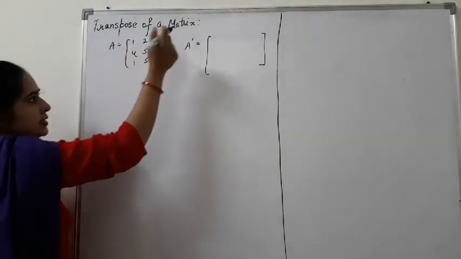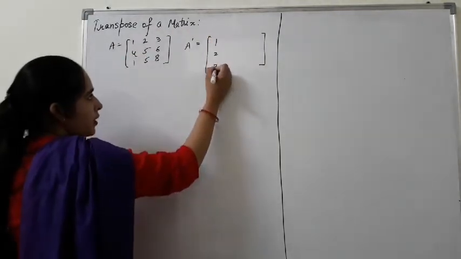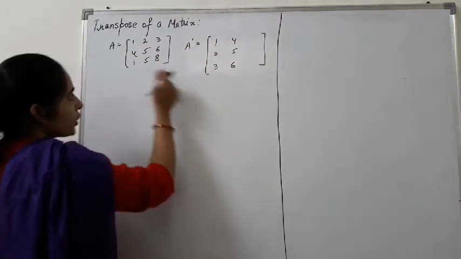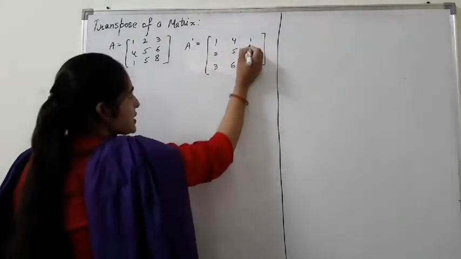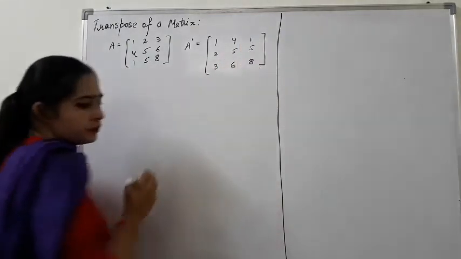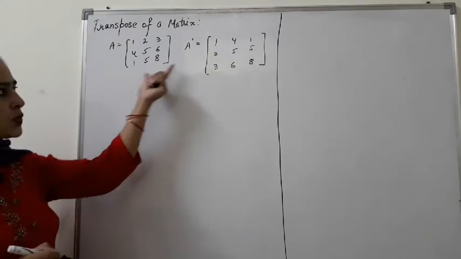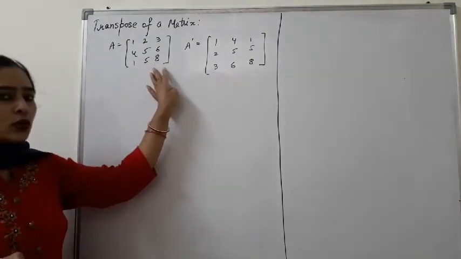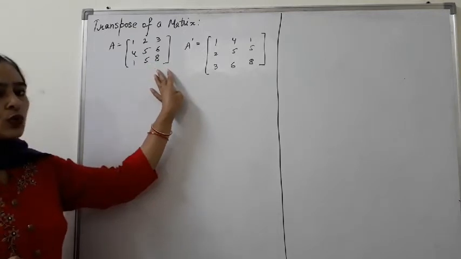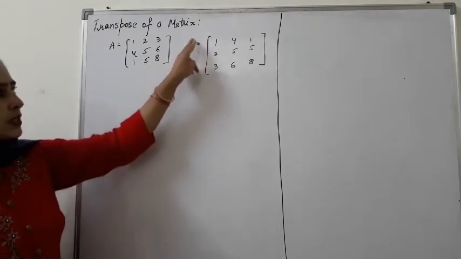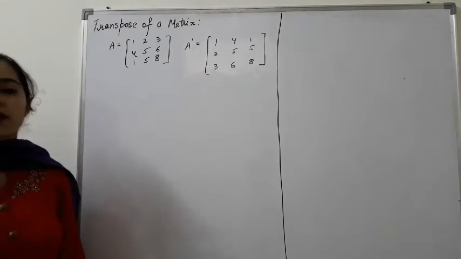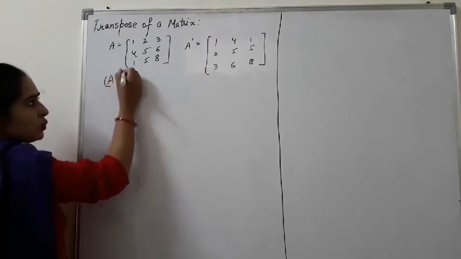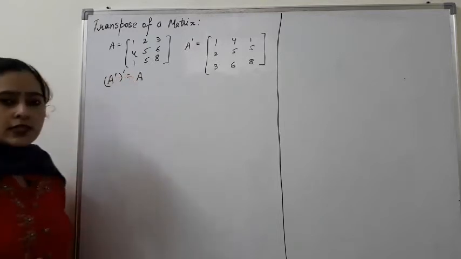First row is this, make it first column. Second row is this, make it second column. Third row is this, make it third column. So this is the transpose of the given matrix. If you change rows to columns and columns to rows, then the new matrix is the transpose of the given matrix. And clearly, if you take transpose 2 times, you will get the same matrix again.